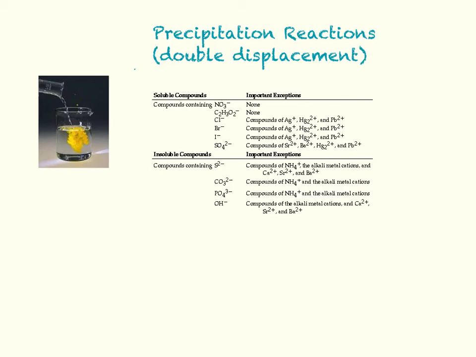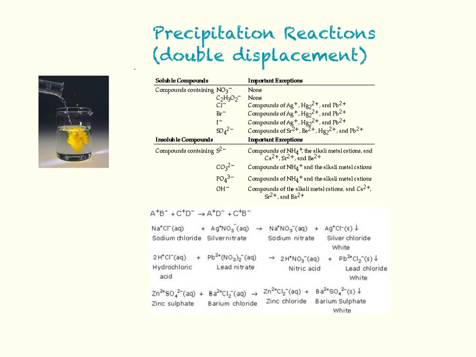So here we've got compounds of nitrate. Nitrate is soluble, so that's not going to fall in the precipitate. There are no exceptions. Go down to sulfate, for example. Sulfate is soluble. Most sulfates are soluble except strontium sulfate, that's a precipitate. Barium sulfate, precipitate. Mercury sulfate and lead sulfate are precipitates. So this is how you read this table.